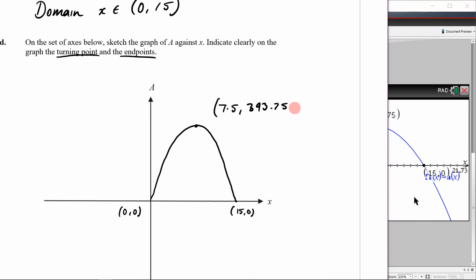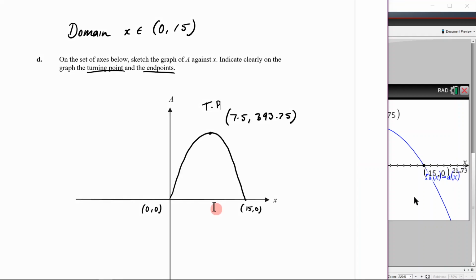393.75, like that. That is my turning point. All right, so we've got our two endpoints and we've got our turning point. That's everything we need for that, so very good. We can keep moving on from doing that.